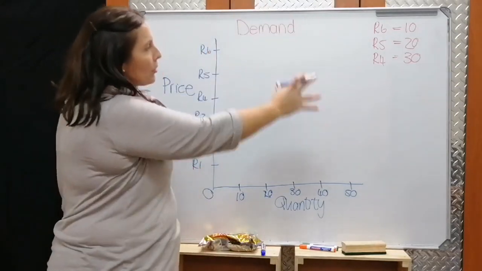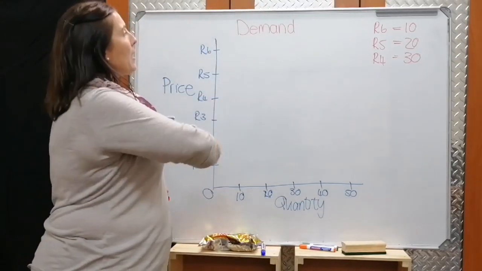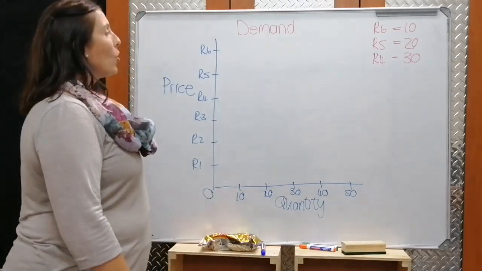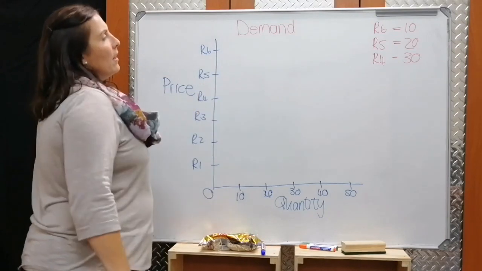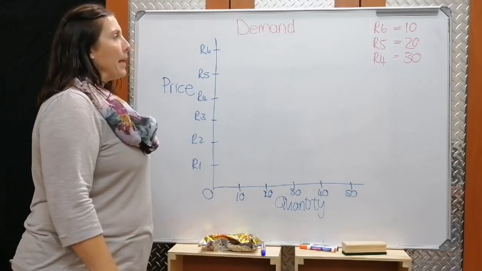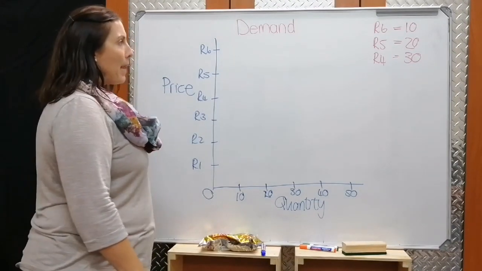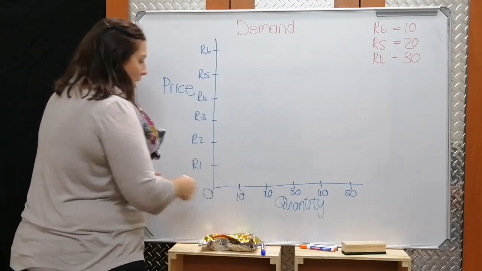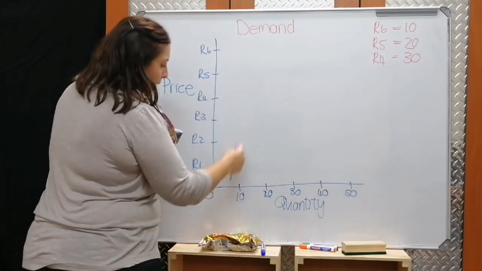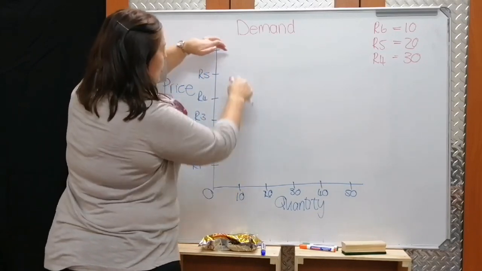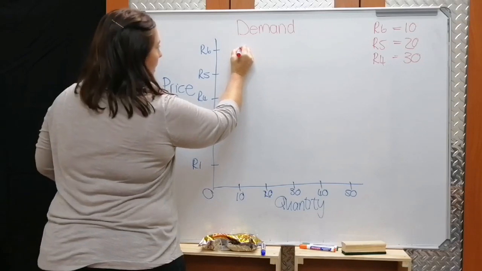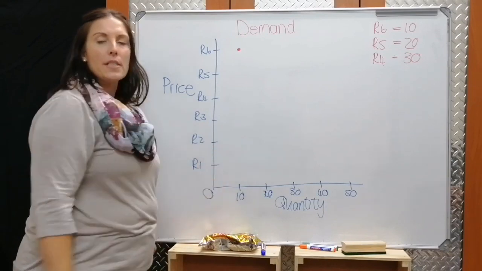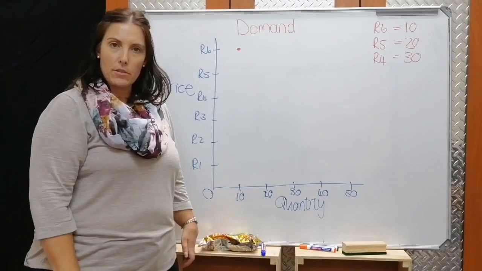Okay, so let's plot our schedule, our information, on our graph to get the demand curve. So let's start there at R6. At R6, how many students were prepared to buy this packet of chips? Only 10. So what we do is we find the price and we find the quantity, and where these two meet, we make a little dot or a circle. So at R6, only 10 students demanded a packet of Twinkles chips.